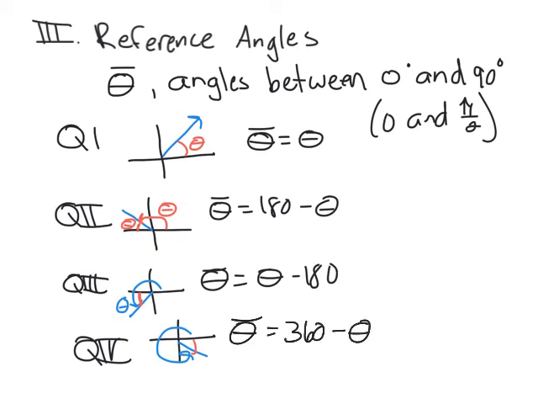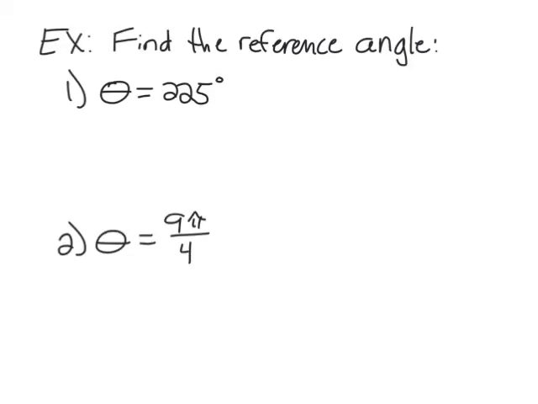Now for all of these, we could also do this in radians. Up here, for the second quadrant, it would be pi minus theta. For the third quadrant, it would be theta minus pi. And for the fourth quadrant, it would be 2 pi minus theta. Any of those, that's what we would use to get our reference angles. So we'll finish this lesson with a couple of examples and then practice more in class.